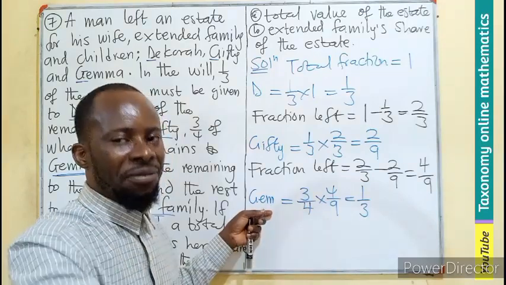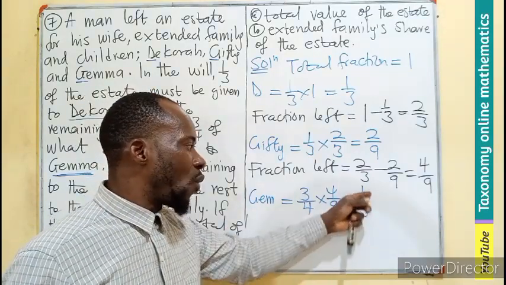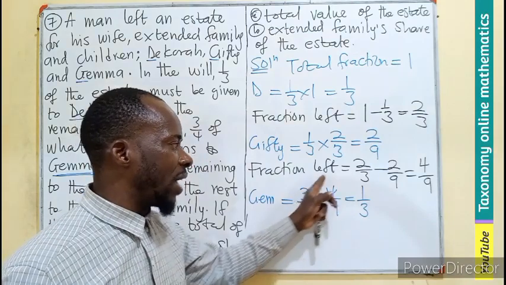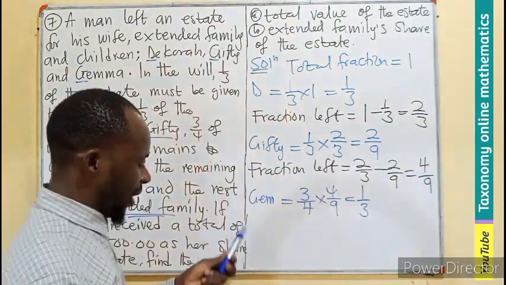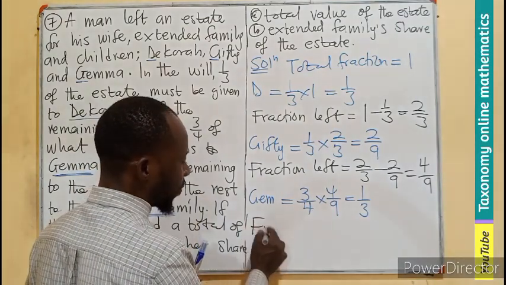So what do you think is left after Gemma has taken 1 out of 3 from where? From this. The fraction left. So let's see. Fraction left.